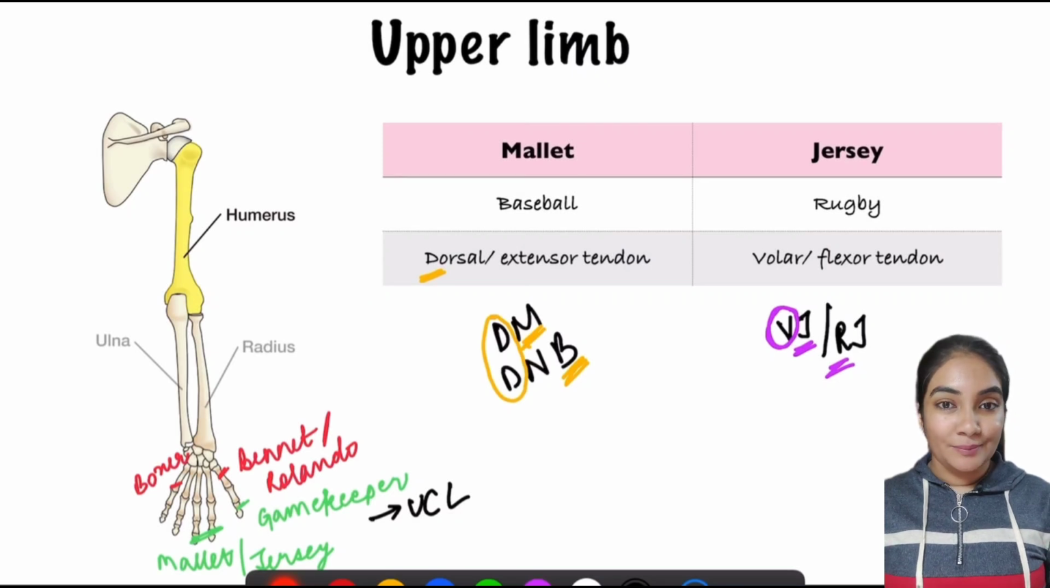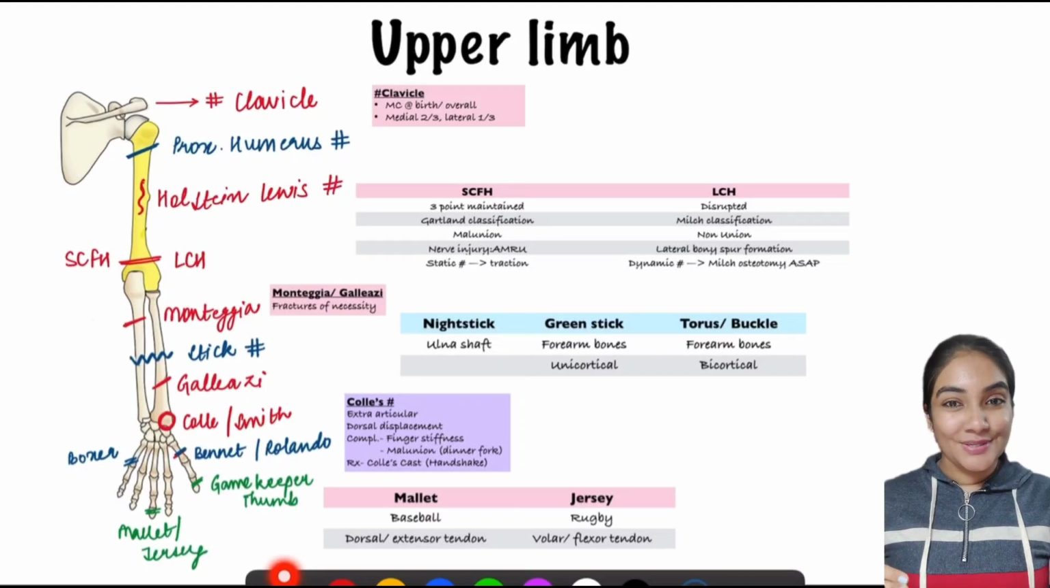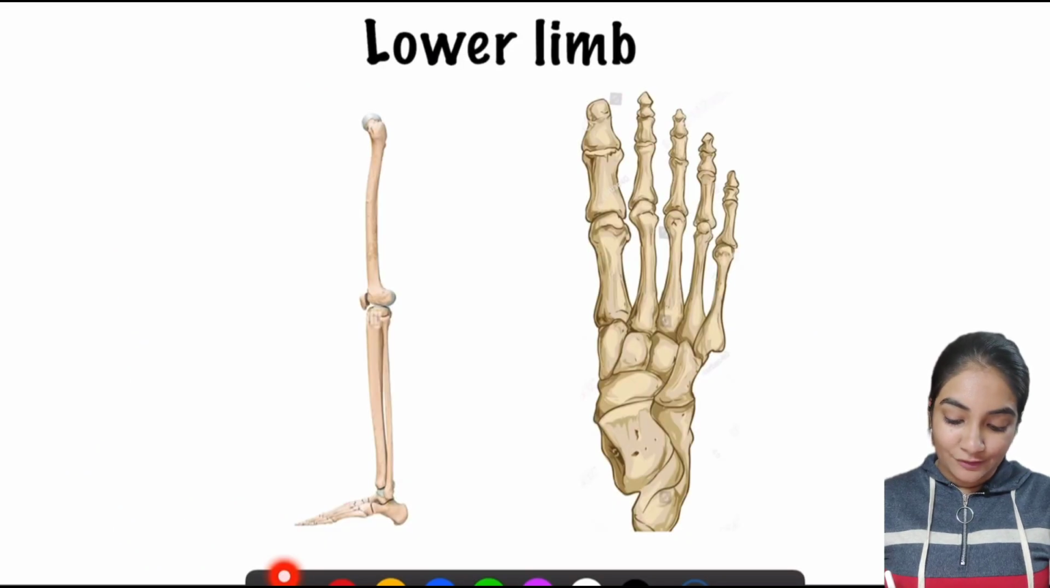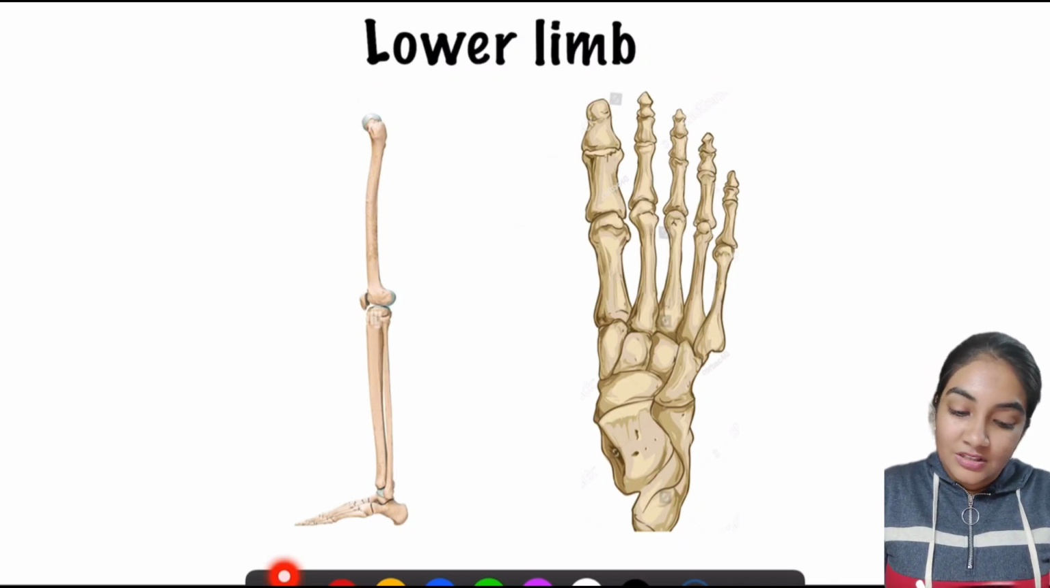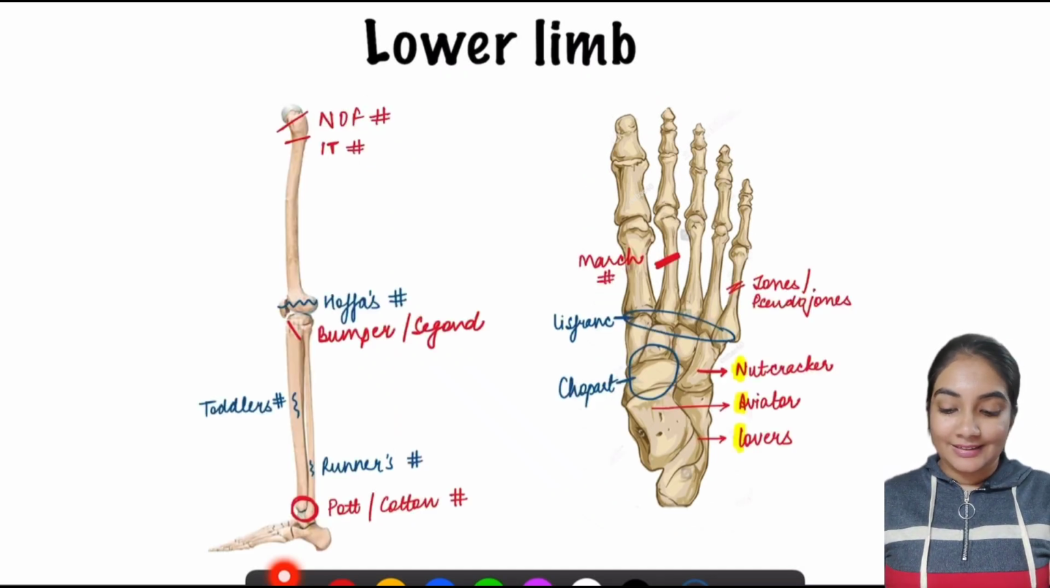You can actually combine them in one single sheet and it would look something like this. Scary at first sight, but if you understand the gist, it's very simple. Okay? Take a screenshot, review it again, sort it. Moving on to lower limbs. In the lower limbs we have the femur, the tibia and fibula, and the foot. Most questions come from the foot or the femur head.